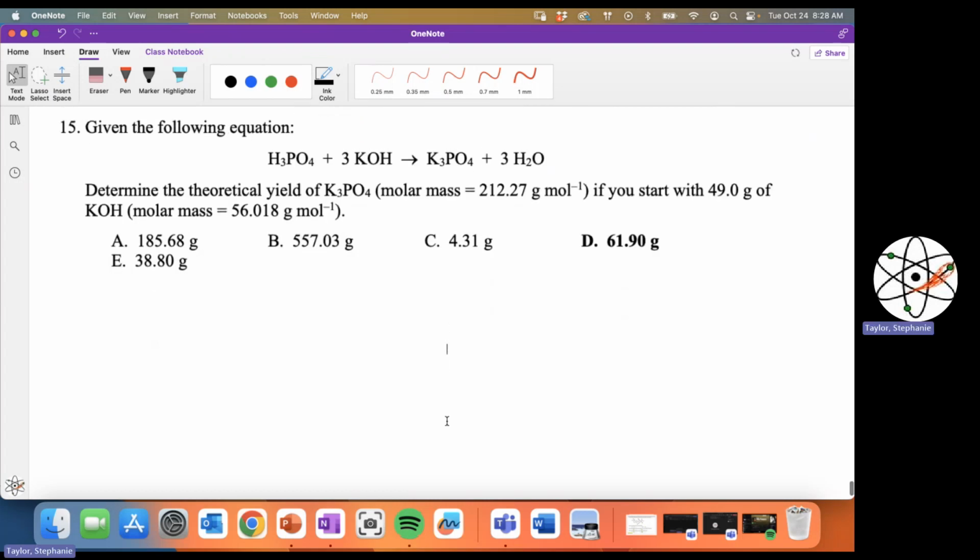So they gave me stoichiometric coefficients. I'm kind of excited about that. I'm going to trust those. I don't have to balance this equation. Great. Determine the theoretical yield of potassium phosphate.